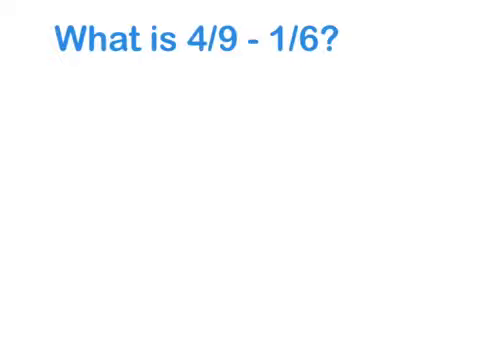So what if we have a tougher problem? The last one wasn't too bad because we had 5/8 minus 3/8. Those fractions both had a denominator of 8, which made it simple. They already had common denominators. But here we have two fractions with different denominators. So I'm going to show you sort of the way you probably learned it in 5th grade, how to get an answer to the problem, what is 4/9 minus 1/6?